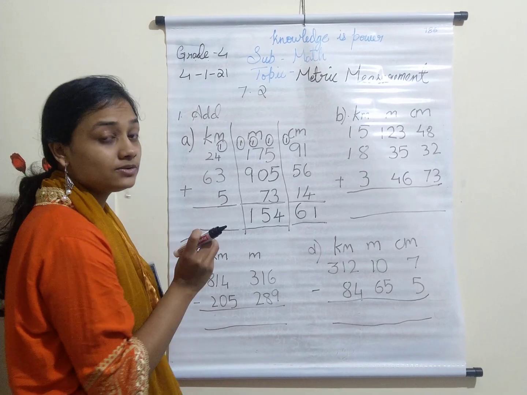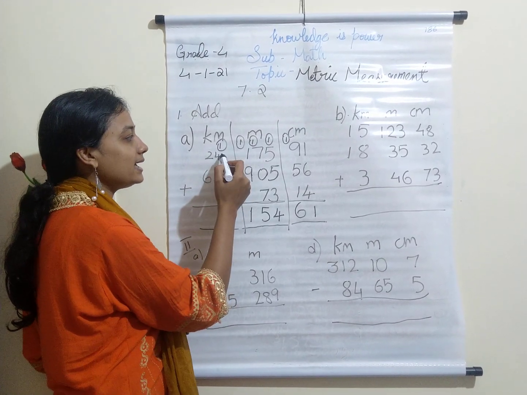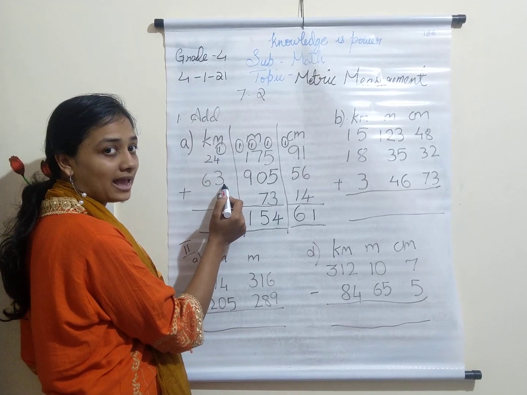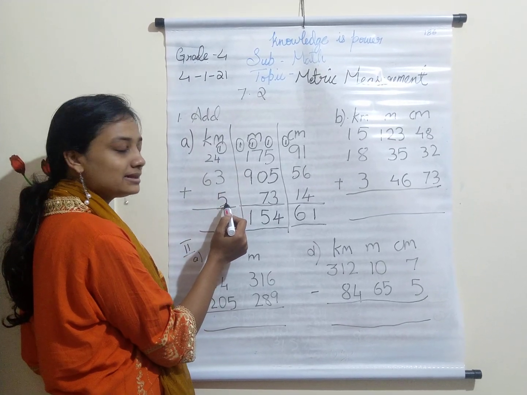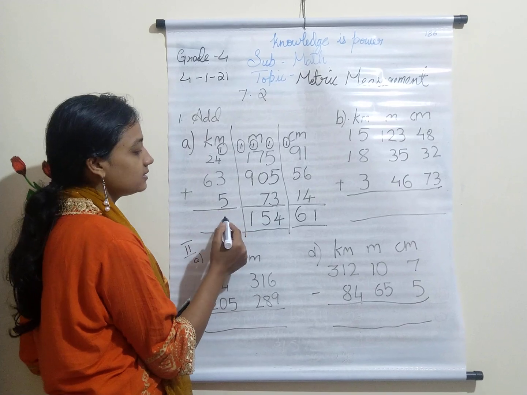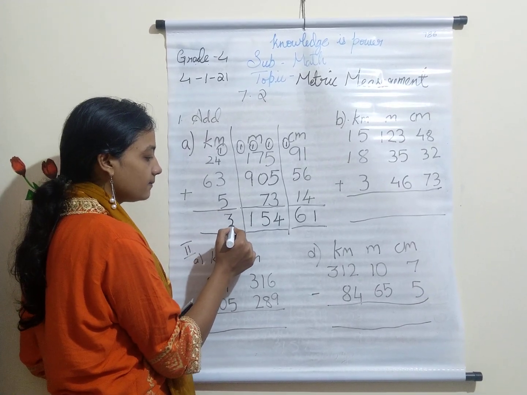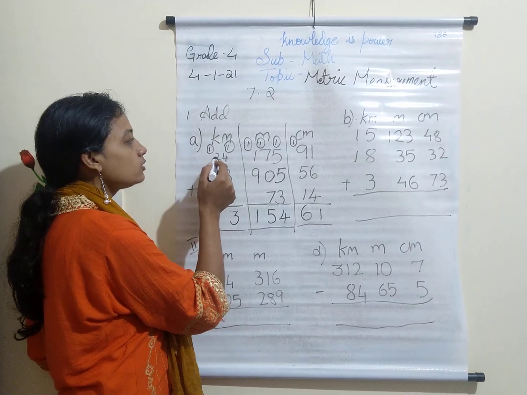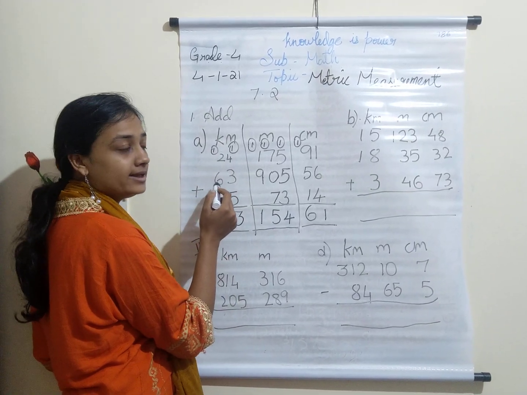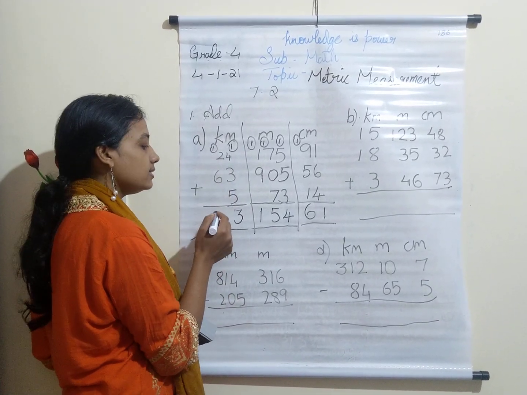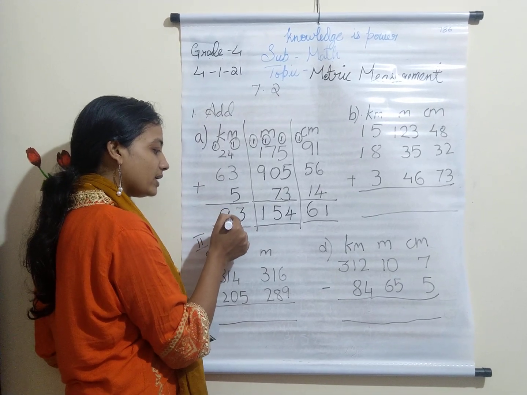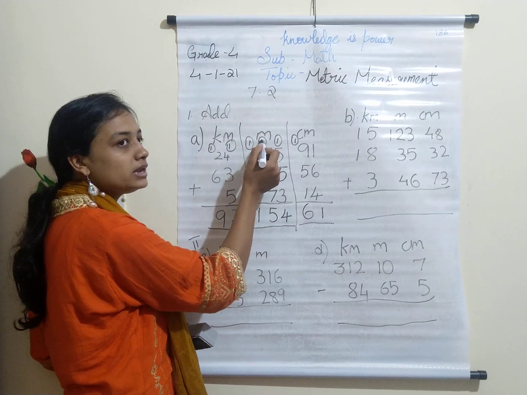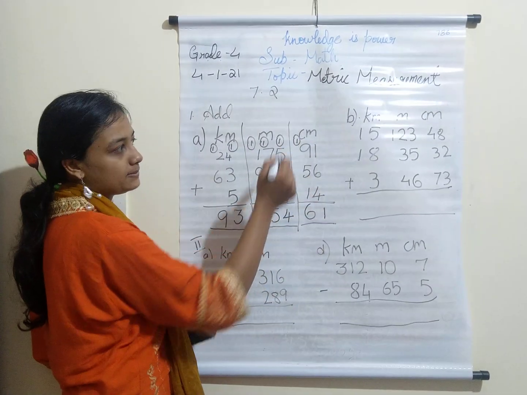So if you are confused to add like this, you can add normally like 4 plus 1 is 5. 5 plus 3 is 8. 8 plus 3 will be 13. So 3, 1 carry. 2 plus 6 is 8. 8 plus 1 will be 9. So my answer is 93 kilometers, 154 meters, 61 centimeters.